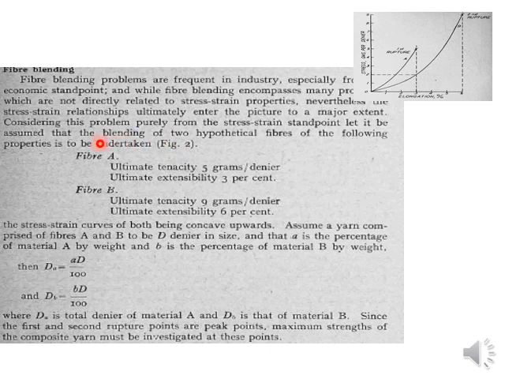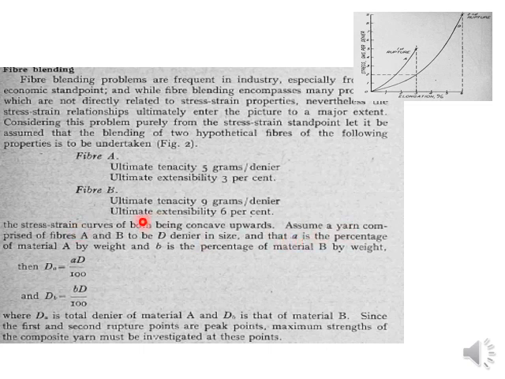Now suppose we make a yarn out of these two fibers A and B. Blending of two hypothetical fibers of the following properties is to be undertaken. This is the property of fiber A, this is the property of fiber B. Ultimate tenacity 5 gram per denier and ultimate elongation, or extensibility, 3% for fiber A, and 9 and 6 for fiber B.